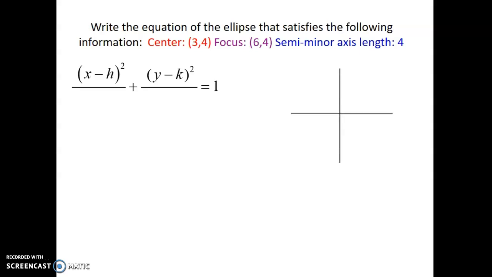If we draw a sketch of this, the center is going to be at 3, 4, which puts it about there. The focus point is 6, 4, so it's on the same height, but just to the right of the center point, so it's there.